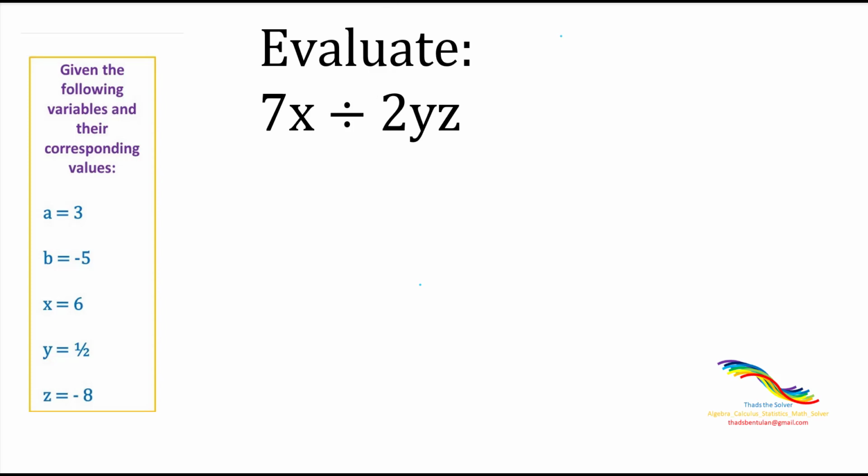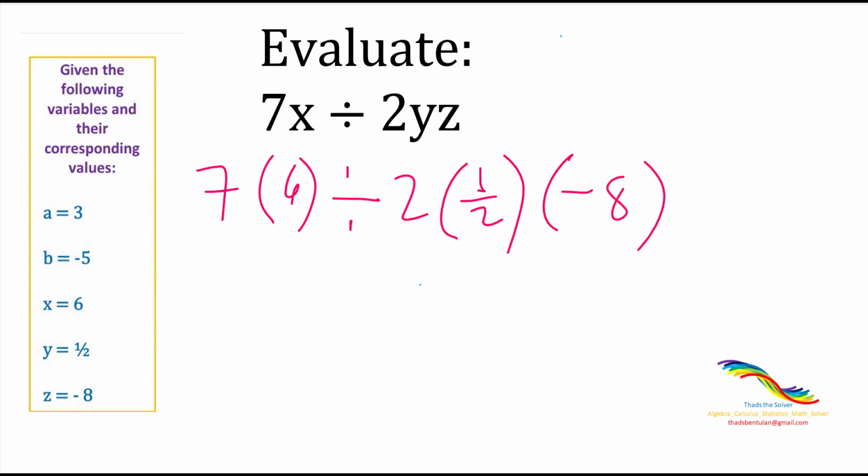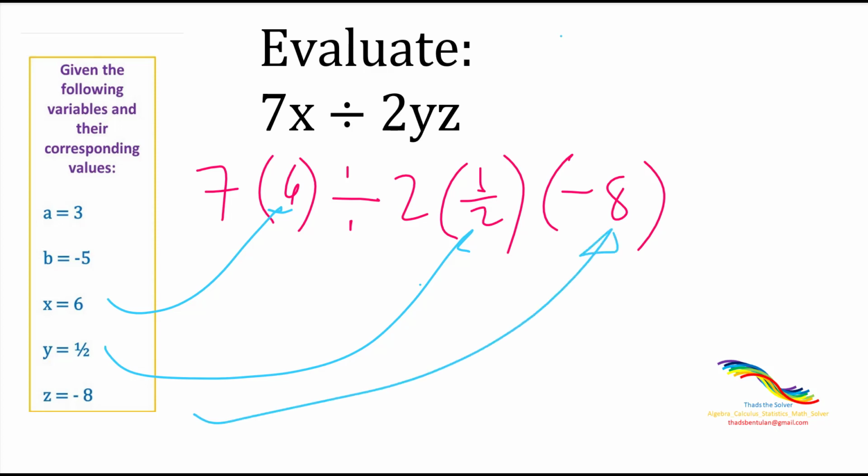Let's calculate according to the multiplication. So in this case, we substitute. We're given the values of x equals 6 divided by 2 times y is 1/2, and z equals -8. Now remember, here are the values. That's -8 for z. But what I want you to be careful and aware of is the use of the parentheses here. Enclose 6 by parentheses, enclose 1/2 by parentheses, and enclose -8 by parentheses.